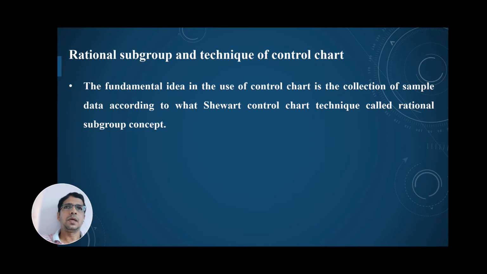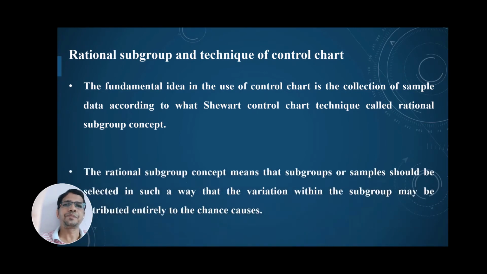It means that the samples or the subgroups should be formed such that the variation within the subgroup is negligible. That means even if variation is there, it should be because of chance causes, and whatever variation is present in the system should be between the subgroups. So subgroups should be formed such that they are as homogeneous as possible.